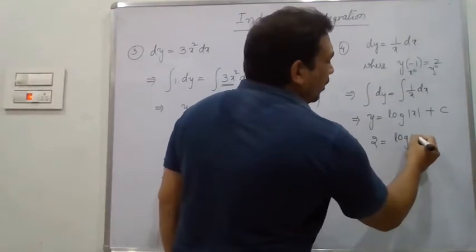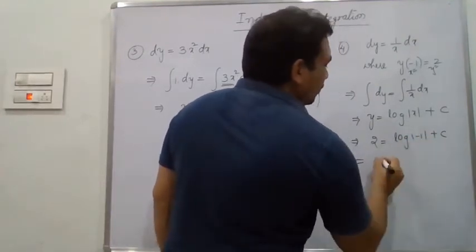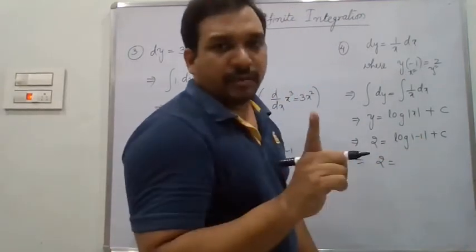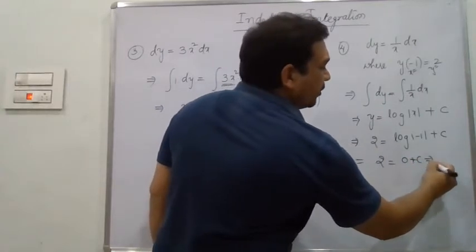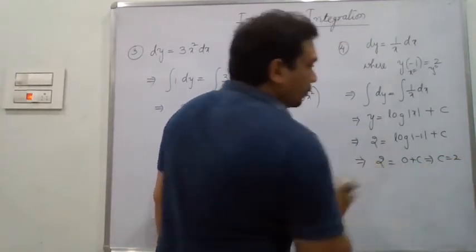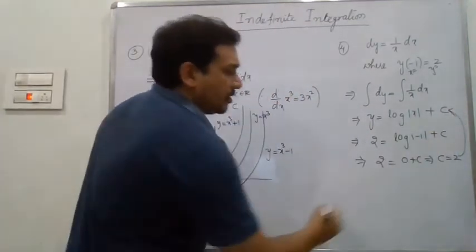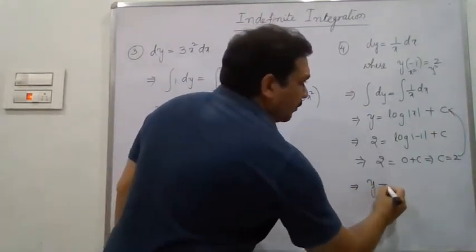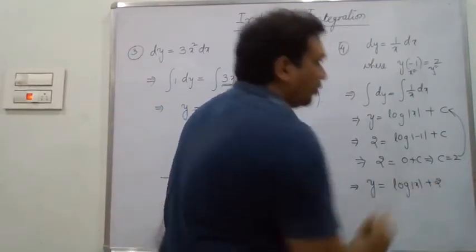So log of modulus of minus 1 plus constant. 2 is equal to, modulus of minus 1 is 1. Log 1 is how much? 0. So 0 plus a constant. So from here we will get c is equal to how much? 2. So we will resubstitute this c is equal to 2 inside this answer. So what is the actual answer? Y is equal to log of mod x plus 2.